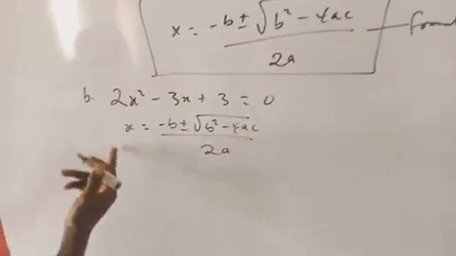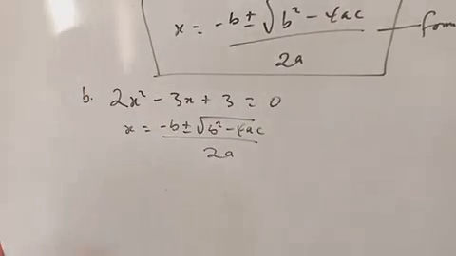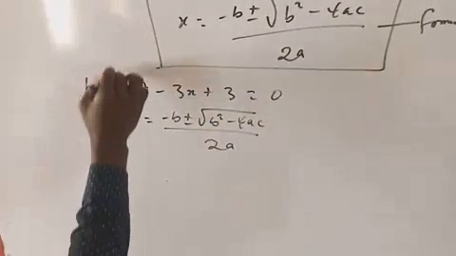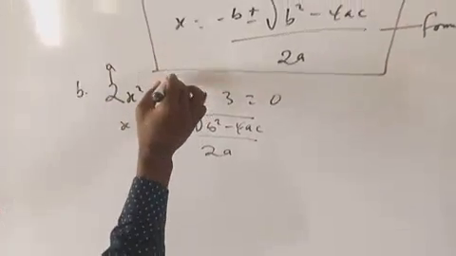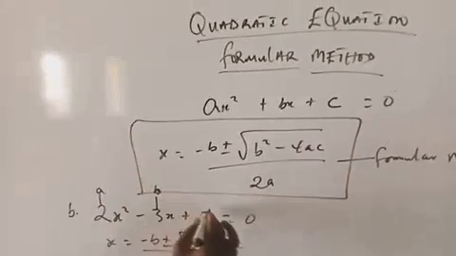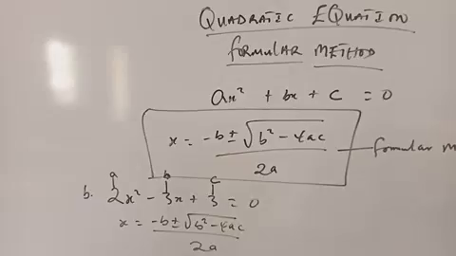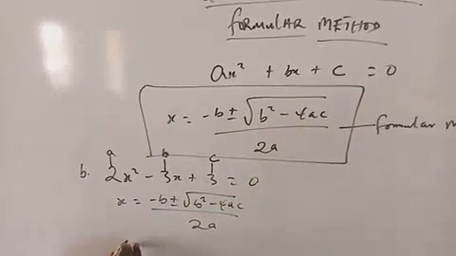A is always the coefficient of x squared, b the coefficient of x, and c is my constant. So I'll just do that sharply. I say this is a, this is b, and this is c. So no need of bringing it. I can just outline them this way.